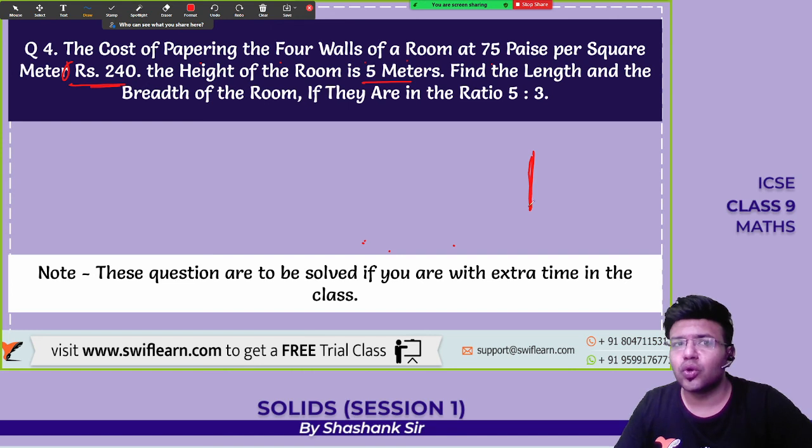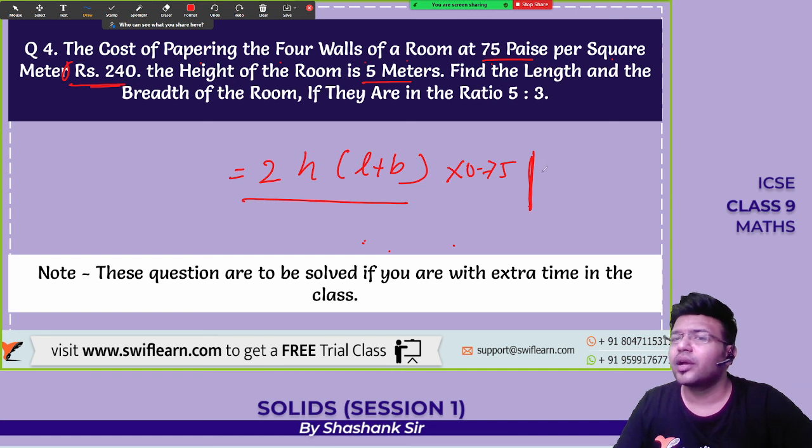So they have given the total cost of papering the four walls. The area is 2h(l plus b). This is the lateral surface area. So 75 paisa per square meter, into 0.75, will give you 240. The length and breadth are in the ratio of 5 is to 3.